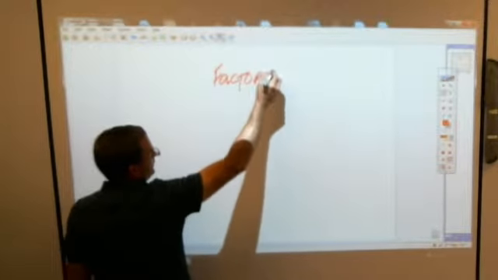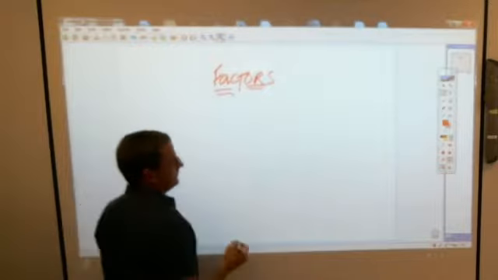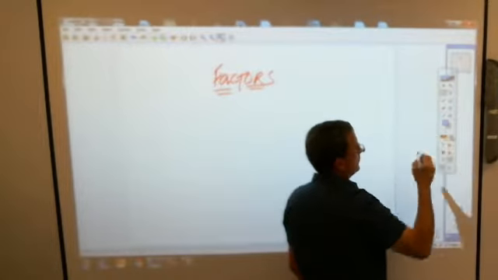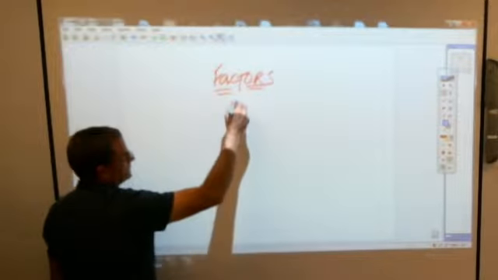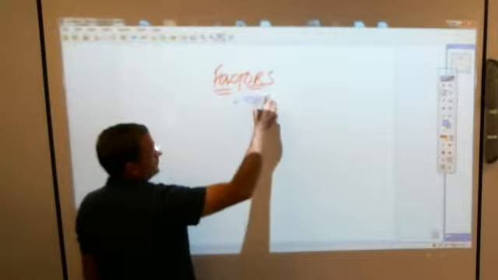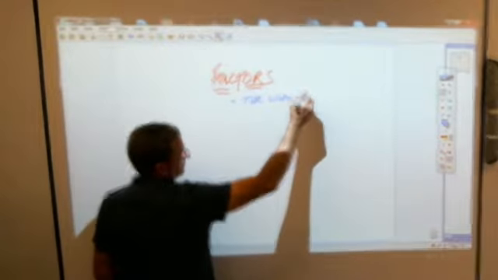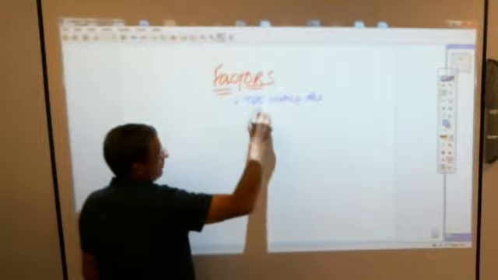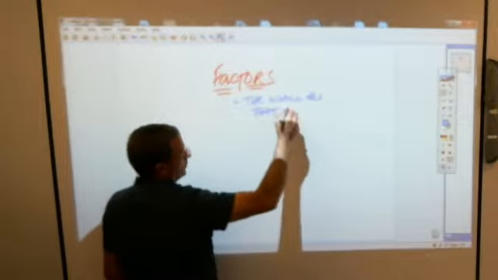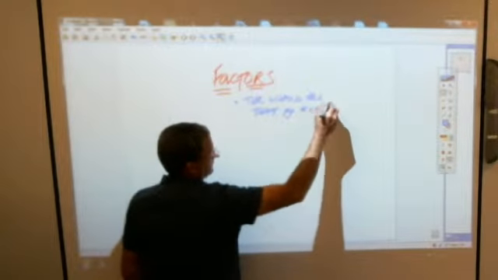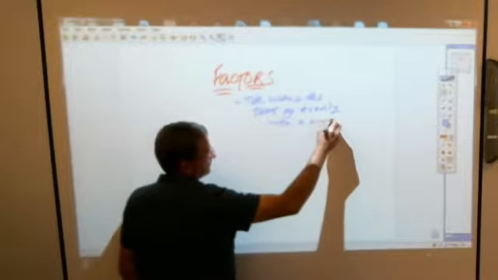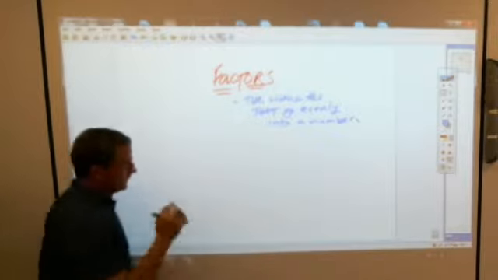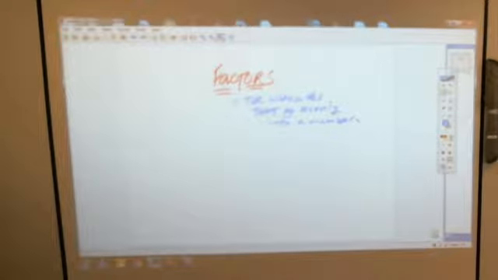I don't know if we've talked about factors before. Maybe, maybe not. But you just need to know when the book asks you for factors, they are the whole numbers that go evenly into a number. Whole numbers that go evenly into a number. Which won't make a lot of sense until we do one of these here.